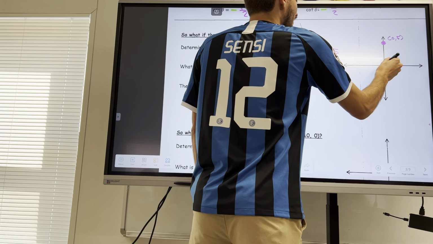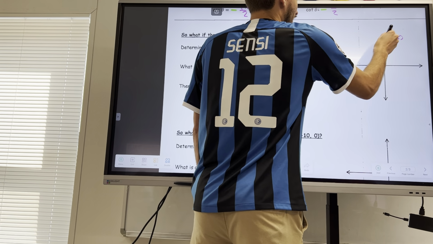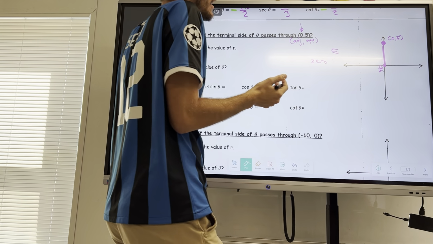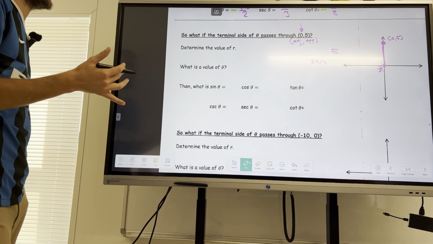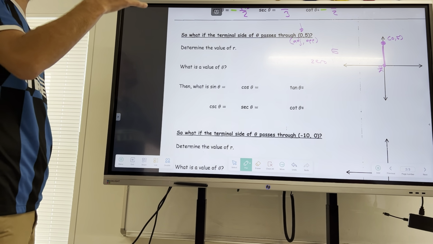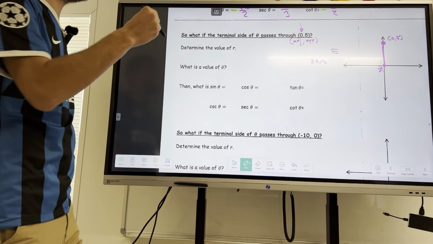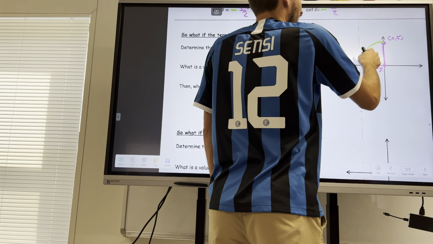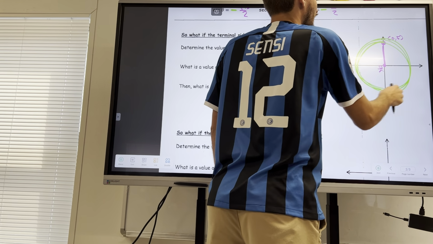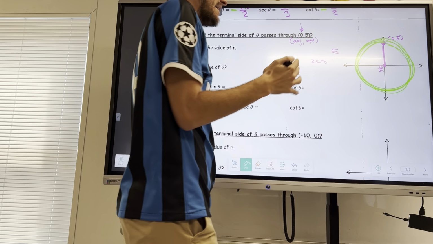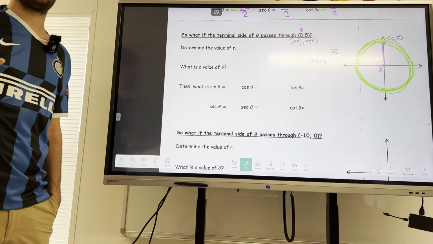Well, we're always doing this. We just don't really have a triangle. We just kind of have a line for this question. Determine the value of r. What if we were going to take this as (0, 5), spin it around in a circle, what would be the radius of this circle?